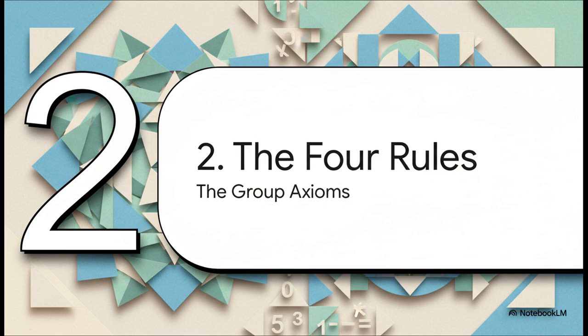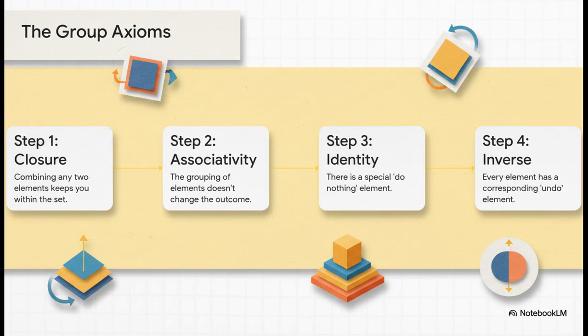And these aren't just some arbitrary list, you know? They are the absolute essential laws that any system of symmetries has to obey. You can think of them as like a detective's checklist for identifying a group out in the wild. So, as you can see, there are 4 rules or axioms.